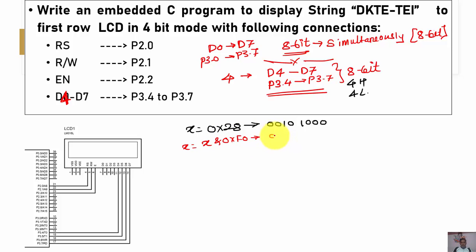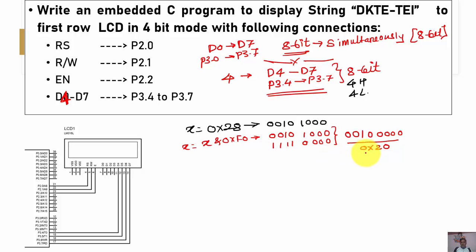So what will happen? It is 0 0 1 0 1 0 0 0 and it is ANDed with 1 1 1 1 0 0 0 0. And what is my result? I am getting the result as 0 0 1 0 0 0 0 0. So what is this? This is simply my 0x20.